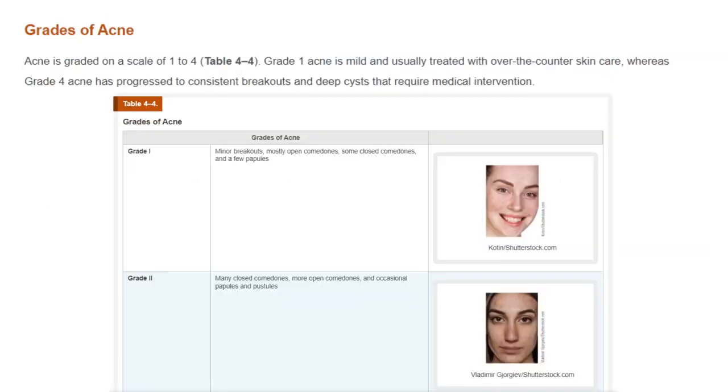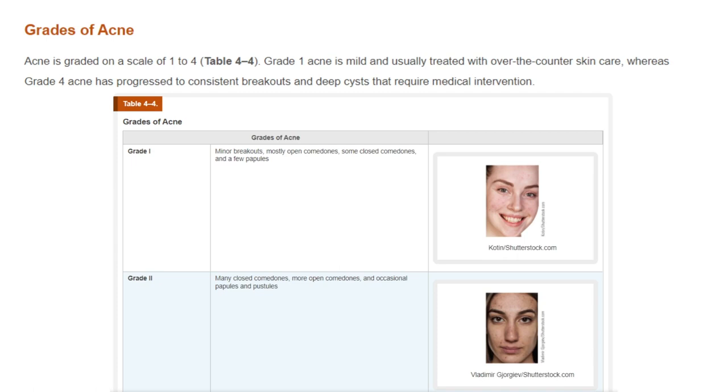Grades of acne. Acne is graded on a scale of 1 to 4, Table 4.4. Grade 1 acne is mild and usually treated with over-the-counter skin care, whereas Grade 4 acne has progressed to consistent breakouts and deep cysts that require medical intervention.